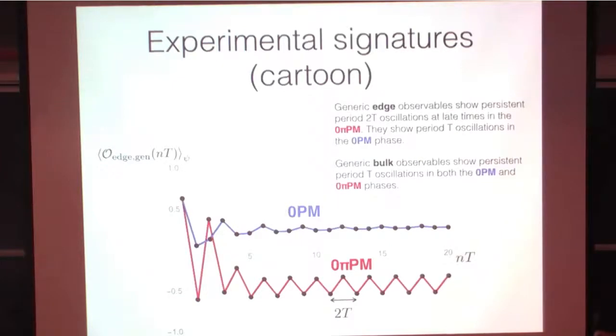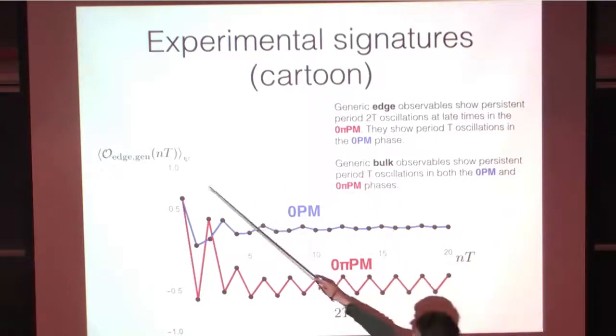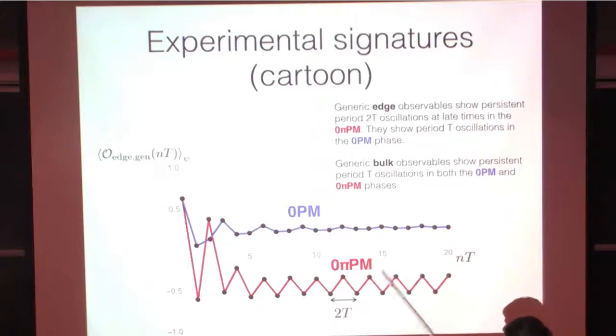So you can go from this statement to a much more powerful statement, which is true generally in the phase: if you look at an edge observable in this non-trivial 0 pi paramagnetic phase, this really is a cartoon picture. The numerics are rather messier than this, but I just want to illustrate the point, which is, yes?